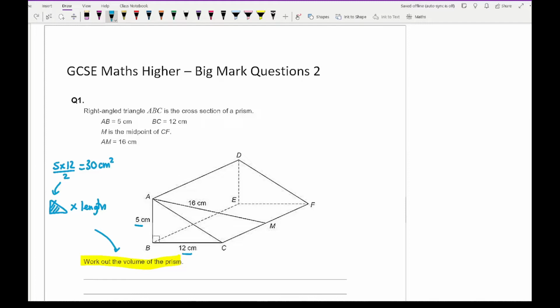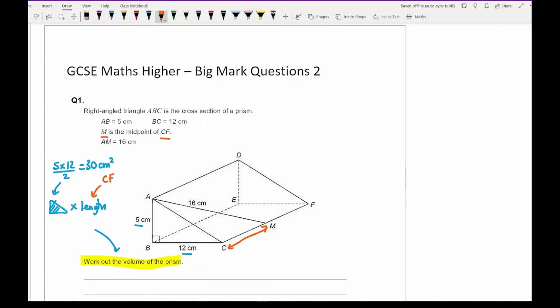The next thing I then need to do is find the length, which in this case is CF. At the moment I do not know what CF is, so that's what I'm going to have to find. In order to find CF, if I can find CM, which is the midpoint of CF, that's what I need to do. So the length here is CF.